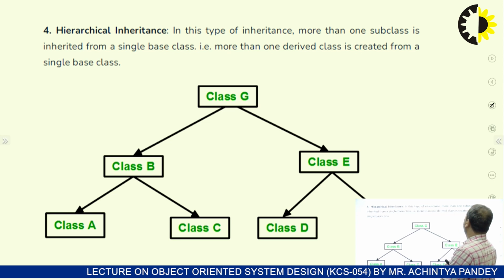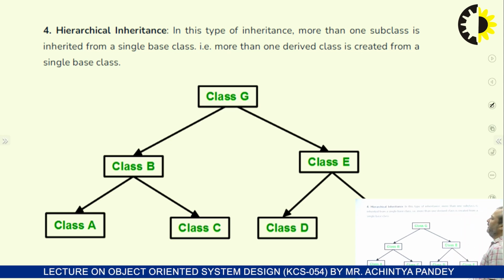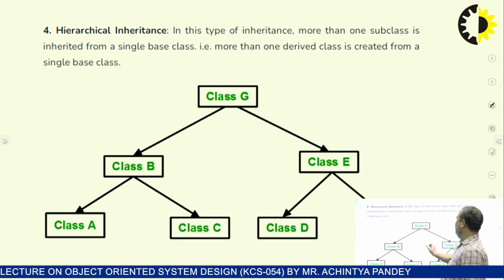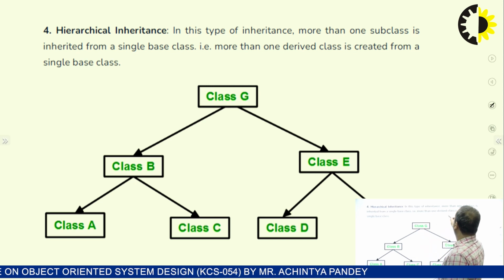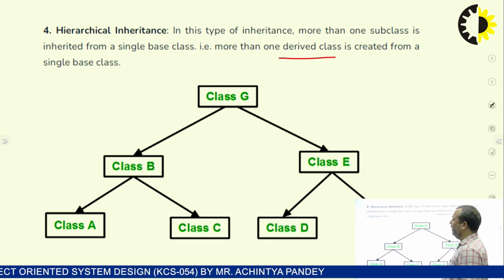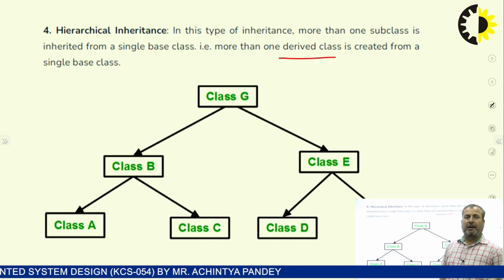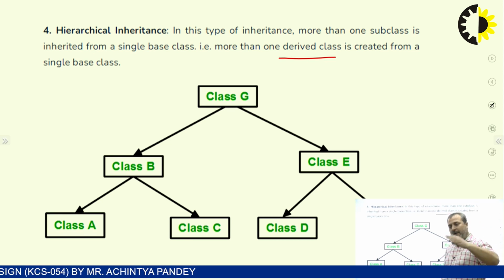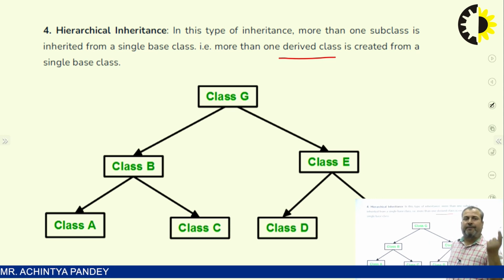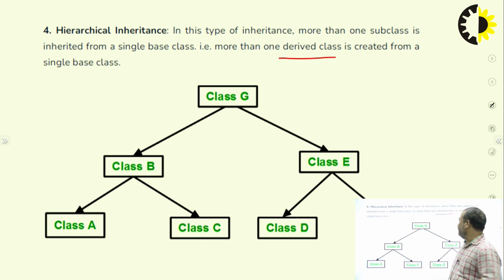In this type of inheritance, more than one subclass is inherited from a single base class. That is, more than one derived class is created from a single base class. In multiple inheritance, what was it? More than one base class. Here, what is it? More than one derived class. That is, from just a single base class, so many classes can be derived.